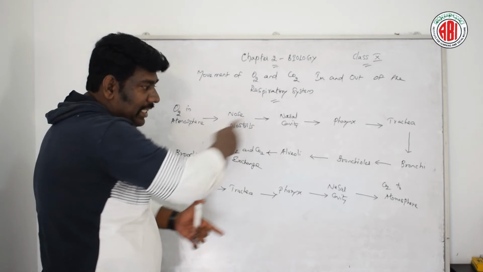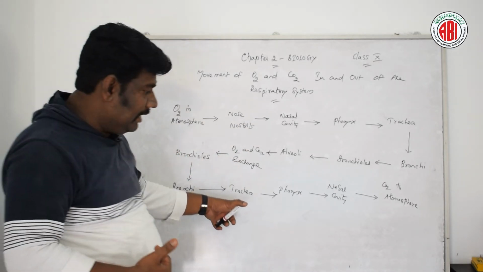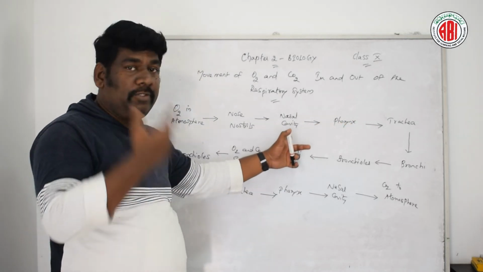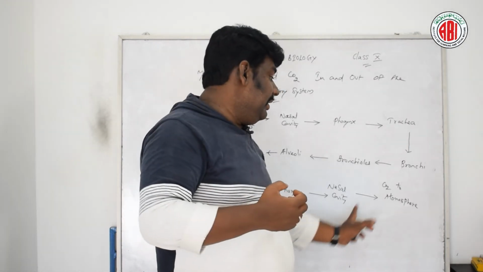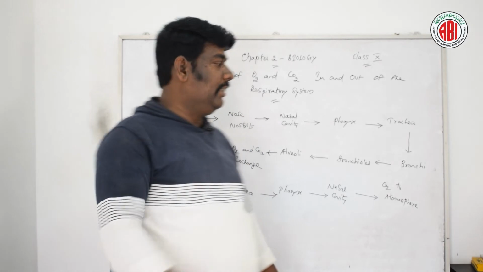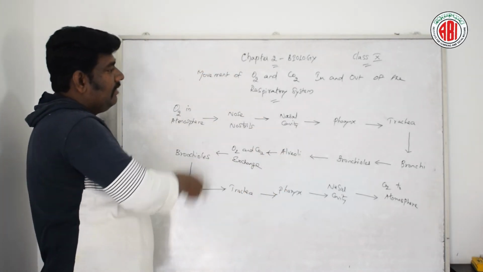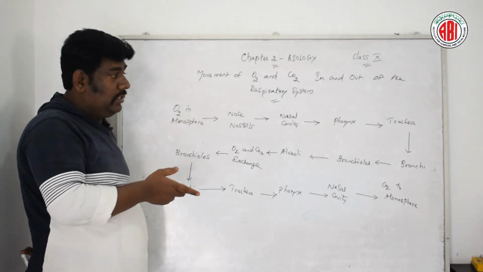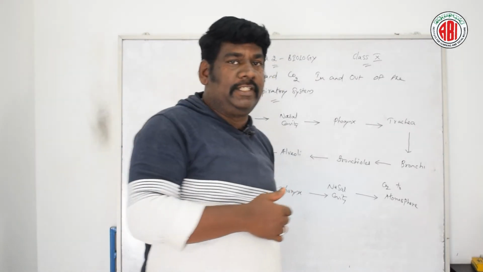So it is like a reverse process. From the bronchi it comes to the trachea, from the trachea to the pharynx, from the pharynx to the nasal cavity, and from the nasal cavity through the nose it goes outside. The CO2 is released to the atmosphere. So this is one of the expected block diagrams of movement of oxygen and carbon dioxide in and out of the respiratory system. It is also one of the most expected questions.